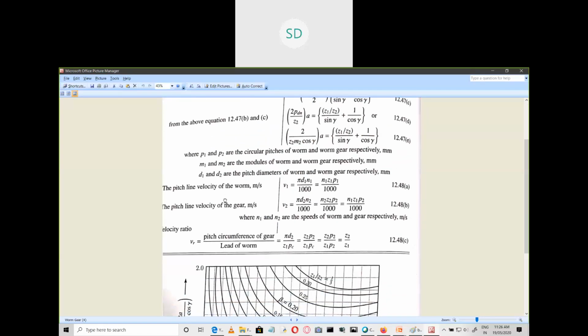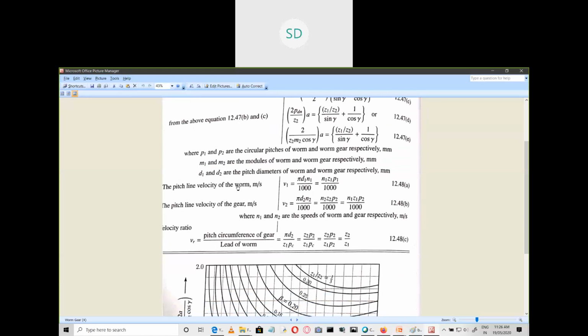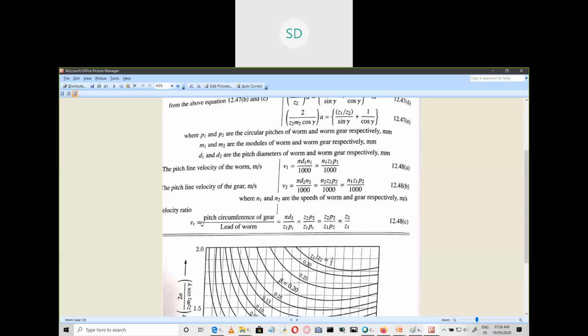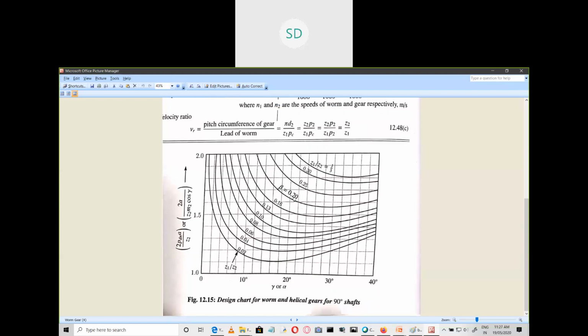Okay, next to find out the pitch line velocity of the worm, the pitch line velocity of the gear. Now the velocity ratio VR, you can just refer here, Z2 by Z1. I think you have all these equations in earlier design of gears problems. Next, module M. Now you just look at equation number 12.49.